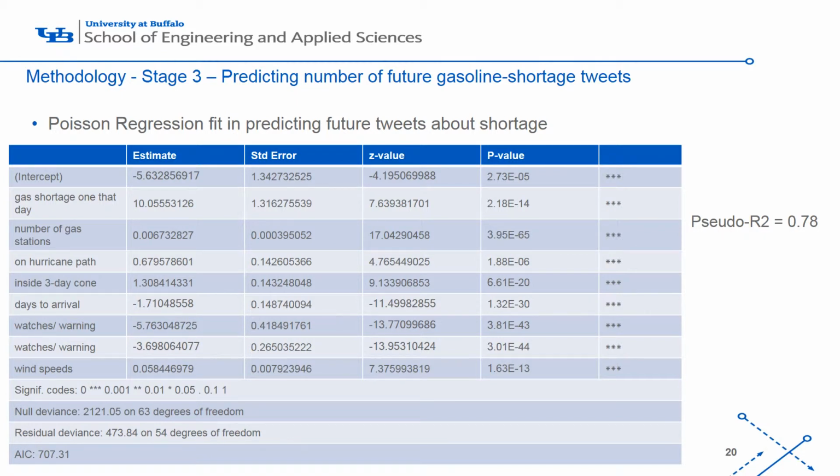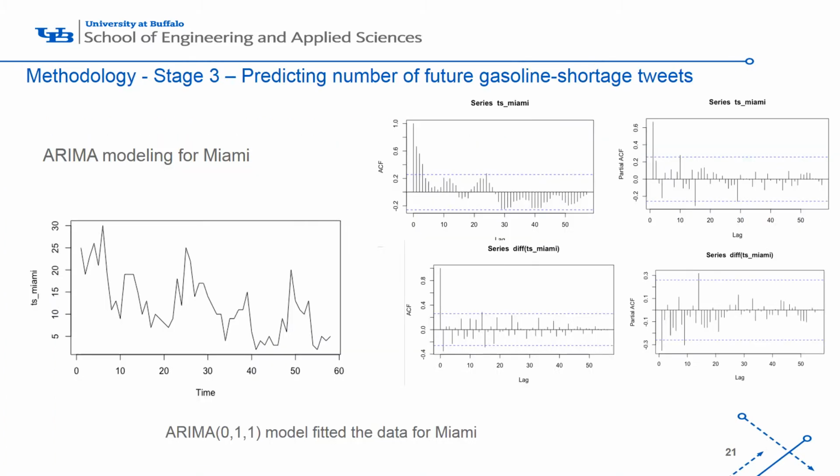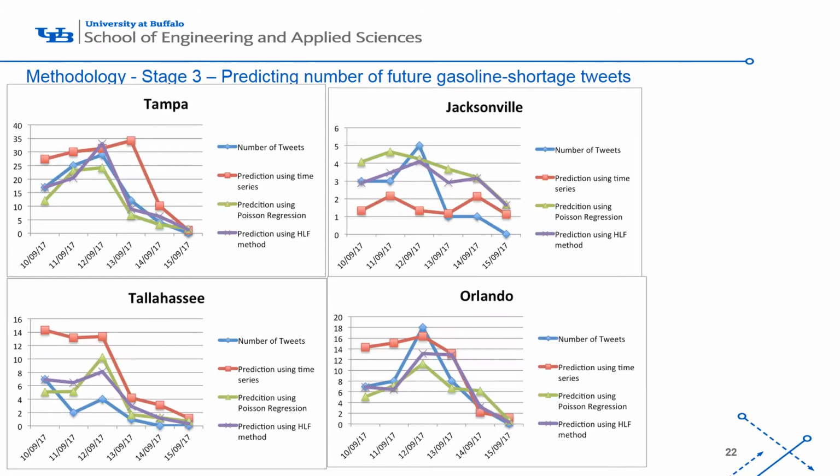We're predicting the number of future gasoline shortage tweets. We were able to do that, and so we have p-values. This is the results of the p-values and the z-values associated with this, which we're talking about the gas shortage tweets that day, number of gas stations on the hurricane path, etc. And this is ARIMA modeling for the city of Miami. You can see this in the time series modeling, and we can see the tweets, the time, giving us the number of tweets with time. And then we use this for predicting the number of future gasoline shortage tweets.